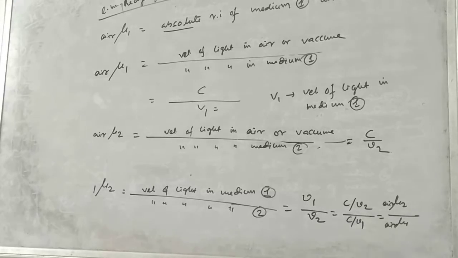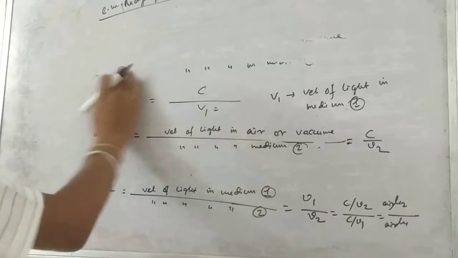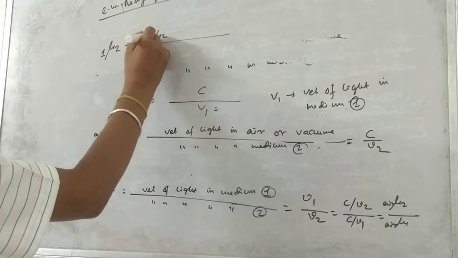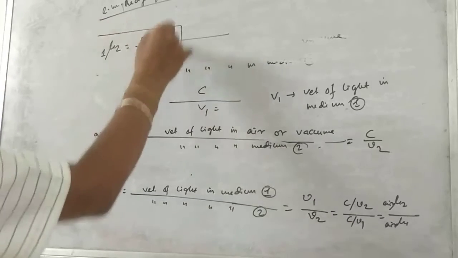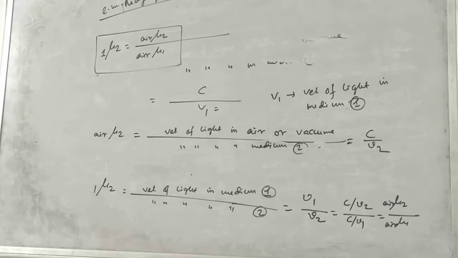Okay. Then what do you get? We get the result. This mu 2 with respect to 1 is nothing but mu 2 with respect to air divided by mu 1 with respect to air. That means refractive index of the medium 2 with respect to medium 1 is nothing but the absolute refractive index of the medium 2 divided by the absolute refractive index of the medium 1. So relative refractive index is nothing but the ratio of the absolute refractive indices, and this is a very important formula.